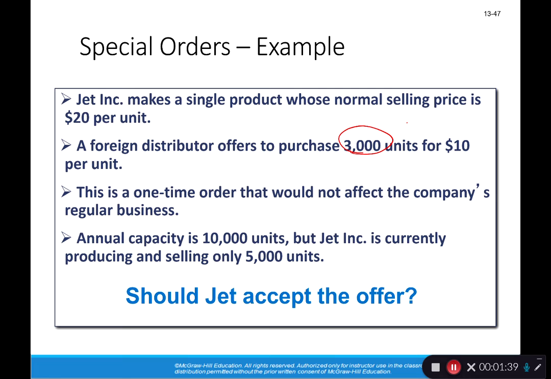Well, some people might say if we sell them for 20, forget the foreign distributor, we're not going to give them for 10. But that would be a bad decision. We need to have more information to make the right decision. If I can make each additional unit for $8 and I'm getting 10 for each unit, I'm going to add to profit. Not only am I going to add to profit, but I'm also going to be able to keep my employees busier and allow them to make more money. So it could actually be a very good thing for the business.